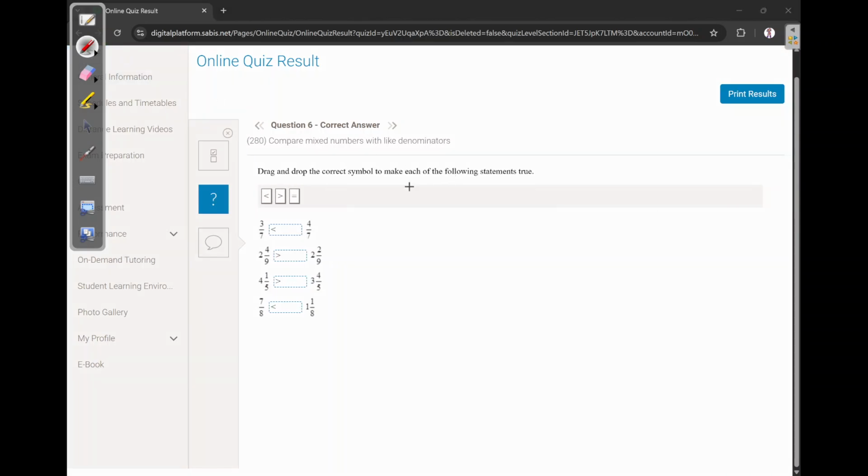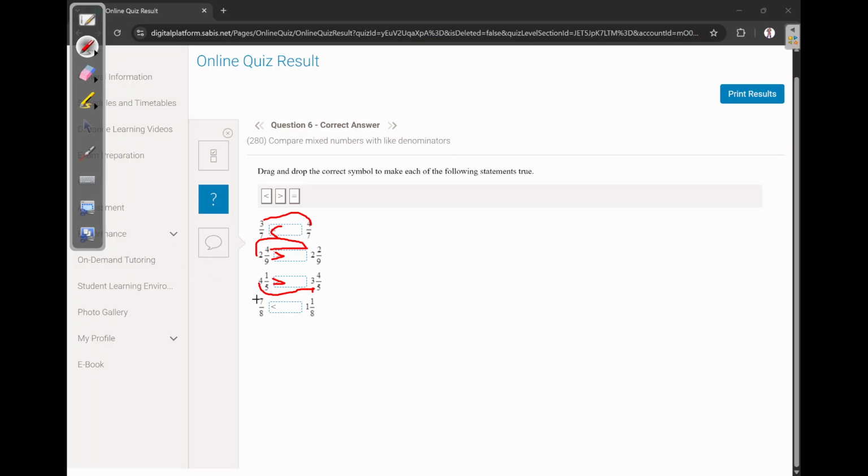Question 6. Drag and drop the correct symbol to make each of the following statements true. Which of them is bigger? This one, because which one's bigger, 4 or 3? It's 4, so this one's bigger. We compare the whole first. They're both equal. Now we do the numerator. This numerator is bigger, so this one is bigger. 4 and 3. This numerator is bigger, so this one's correct.